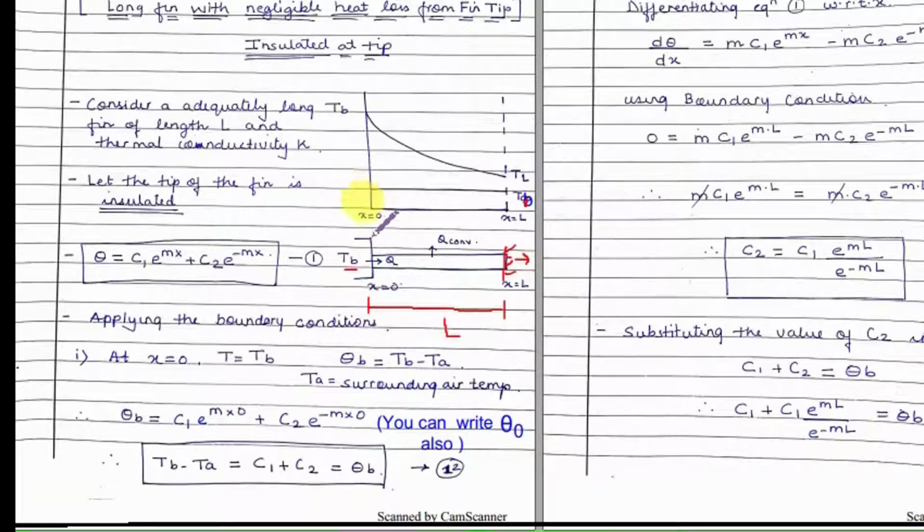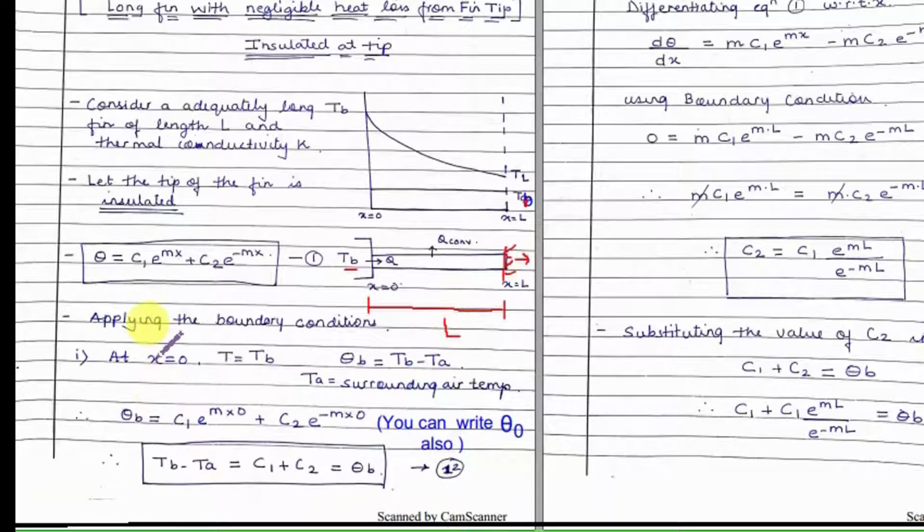So at x is equal to 0, what will be the temperature? The temperature will be nothing but the base temperature, that is Tb. So at x is equal to 0, what is T? T is replaced by Tb. So if I replace theta here by theta b, I can use theta 0 also. It's up to you. You can use anything. So what I get? Theta 0 is equal to, what is theta? Theta is nothing but the excess temperature. This we have seen, that is nothing but Tb minus Ta, that is the base temperature minus the surrounding temperature.